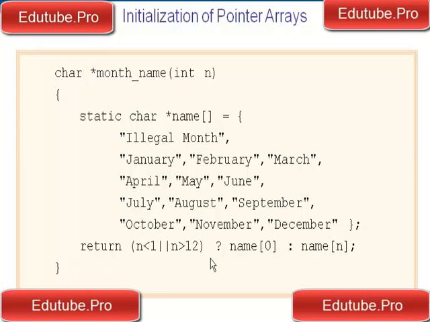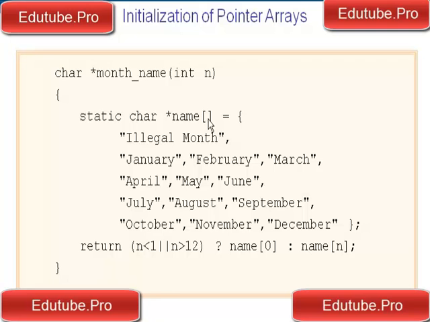Now here's our return. Our return is going to use our little decision operator that we looked at, our comparison and return operator that we looked at a long time ago. We're going to do a quick check here and find out if n is less than 1 or n is greater than 12. That's an invalid month. And if that happens to be true, we will return this first value, which is name sub 0. And name sub 0 is the pointer.